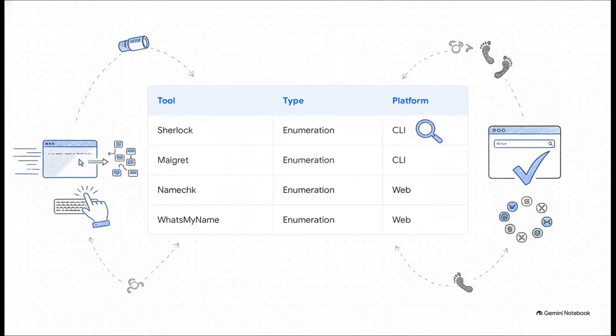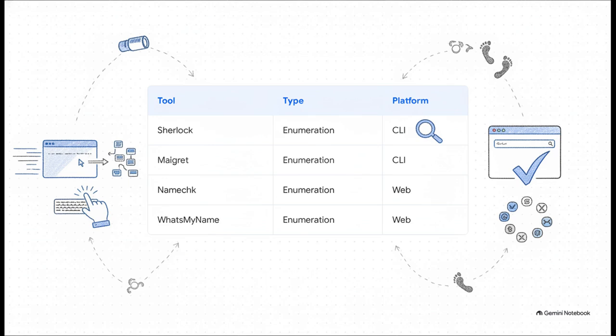Section 3. Username enumeration tools. Enumeration is just the systematic process of identifying usernames across the web. And to do this efficiently, practitioners use some pretty specialized tools. If you're comfortable with a bit of programming, command line interfaces, which just means you type commands into a text interface rather than clicking buttons, tools like Sherlock or Maigret are incredibly powerful.